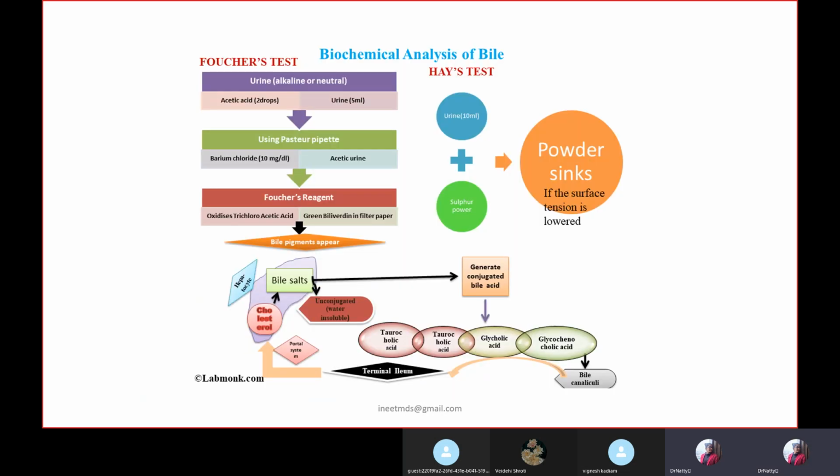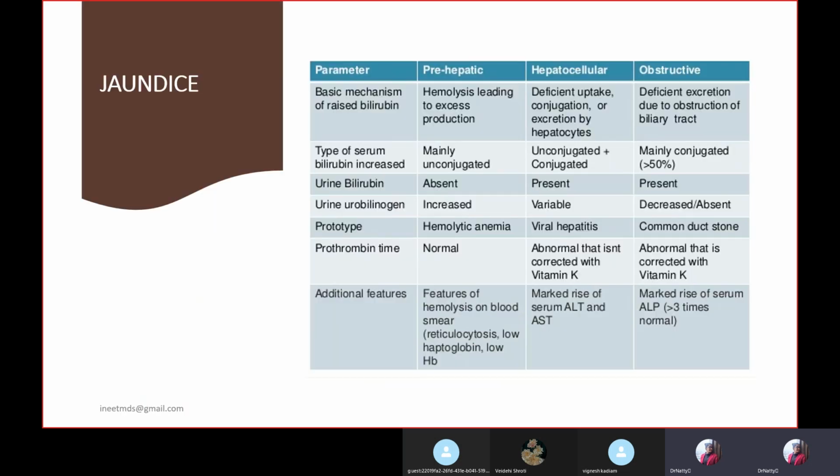Now, for the biochemical analysis of bile, just remembering the names is more than enough. For checking the presence or increase of bile, you will use the Foucher test and Hay test. The next important topic is jaundice. Even if you don't understand the complete concept behind jaundice, just remember jaundice is related to the bile pigments I mentioned. When there is an increased concentration of serum bilirubin, it is called jaundice.